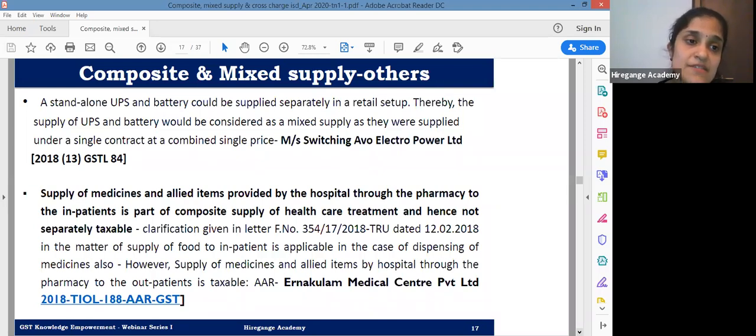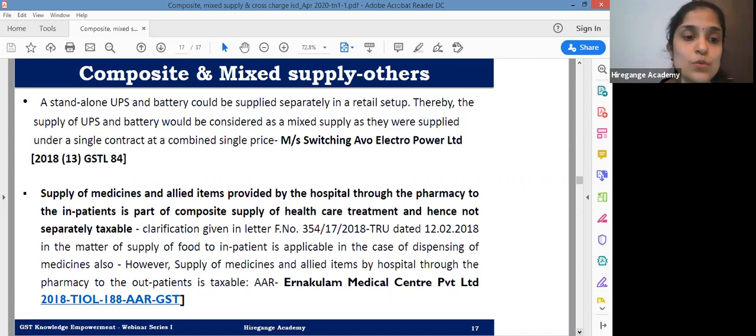But still, if these two are independent and the battery is not integrated into the UPS, then it could even be construed as a mixed supply when both the UPS and the battery are supplied for a single price. This became an issue at an earlier point of time because for the battery there was a different tax rate of 28%, while for the UPS there was a tax rate of 18%. Finally, they said if it is being given independent of each other, wherein the battery is not integrated into the UPS, and it is given for a single price, it would be considered a mixed supply.